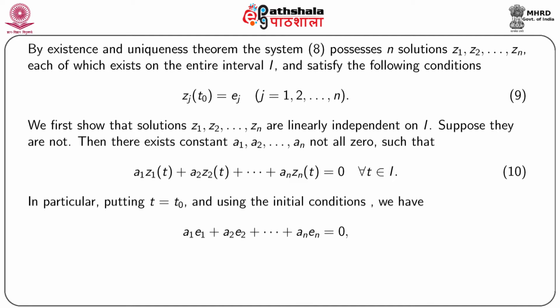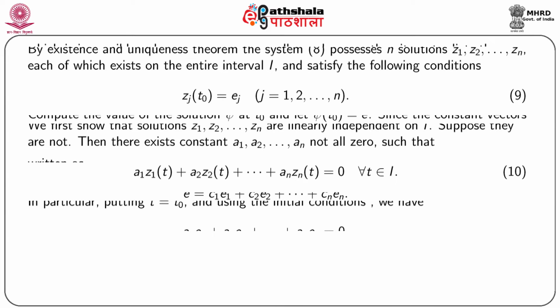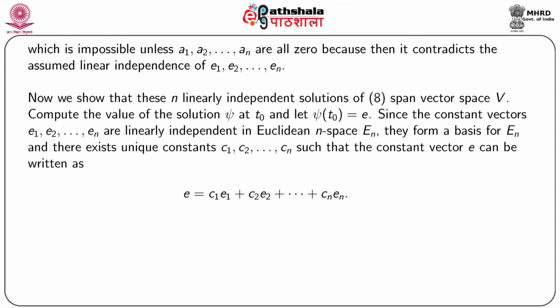We first show that the solutions z1, z2, ..., zn are linearly independent on I. Suppose they are not, then there exist constants a1, a2, ..., an, not all zeros, such that a1 z1 plus a2 z2 plus ... plus an zn is equal to 0 for all t belongs to I. In particular, putting t equal to t0 and using the initial conditions, we have a1 e1 plus a2 e2 plus ... plus an en is equal to 0, which is impossible unless a1, a2, ..., an are all zeros, and hence it contradicts the assumed linear independence of e1, e2, ..., en.